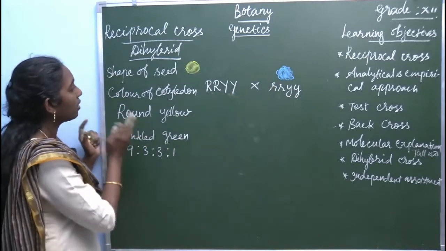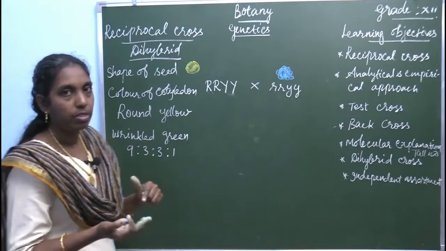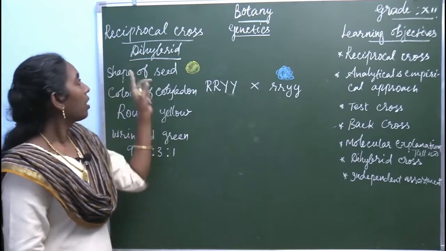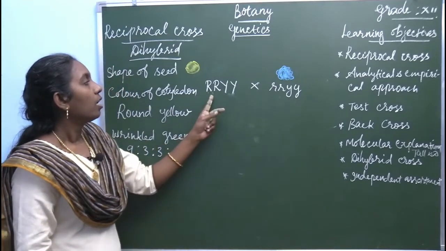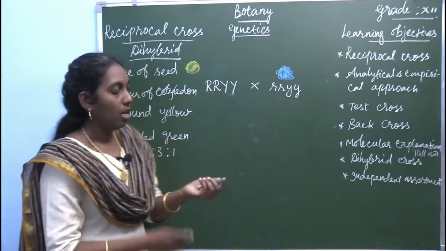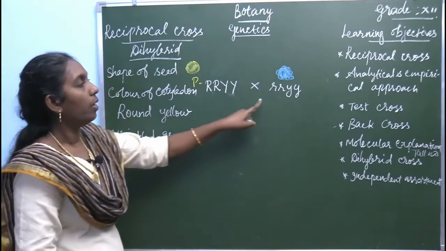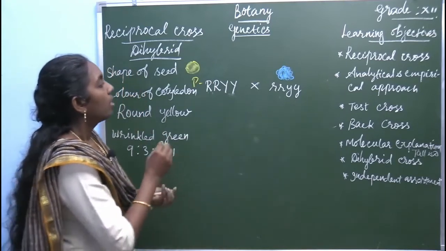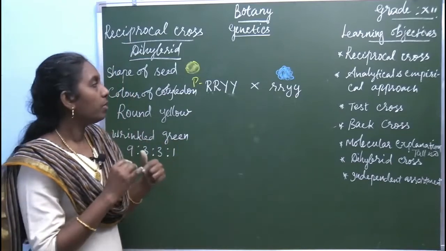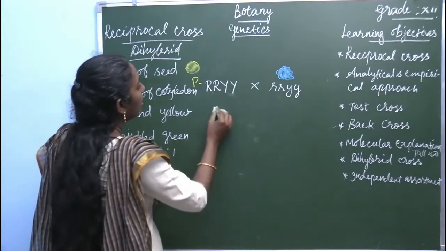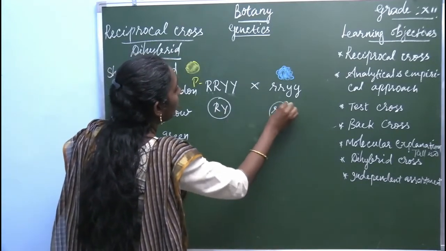So first you understand clearly what the contrasting characters are. The contrasting characters in dihybrid crosses are two contrasting characters. Here the dihybrid contains two contrasting characters, round yellow and wrinkled green. So this is taken as the parent. The parents are round yellow and wrinkled green. Then what are the possible gametes? These are alleles. What are the possible gametes present here? Here capital R, capital Y, small r, small y.